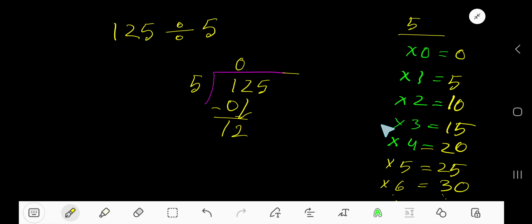5 goes into 12 how many times? 5 times 3 is 15, which is greater, so 2 times. 2 times 5 is 10. If you subtract, you are getting 2.